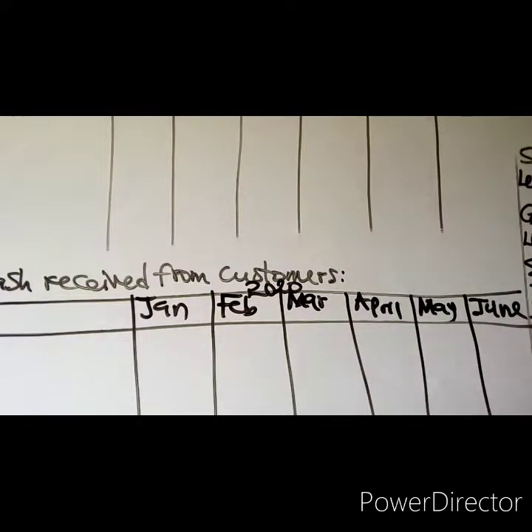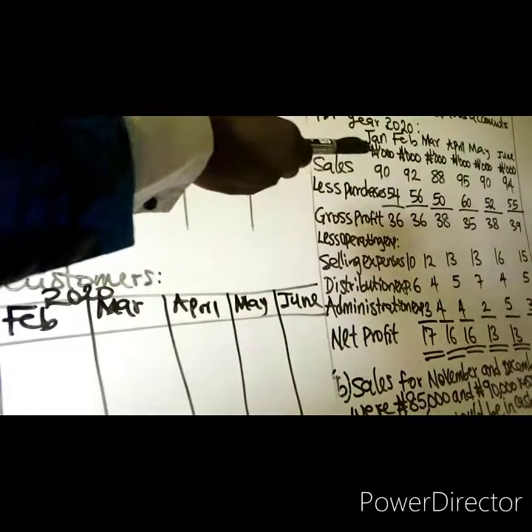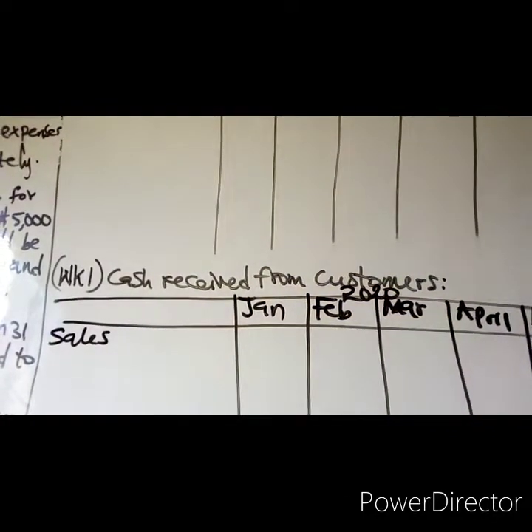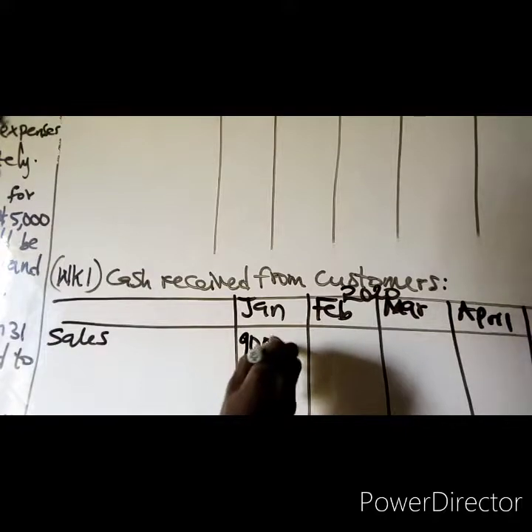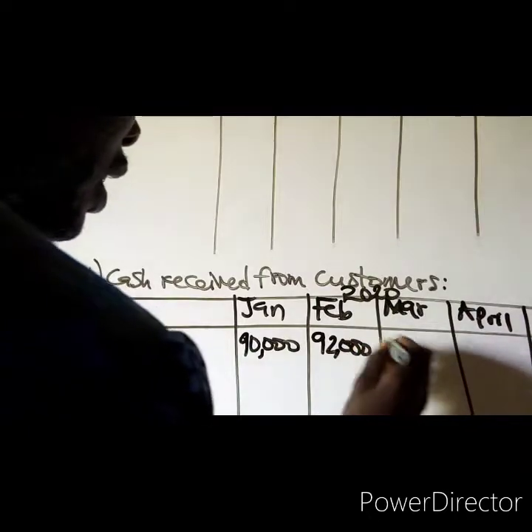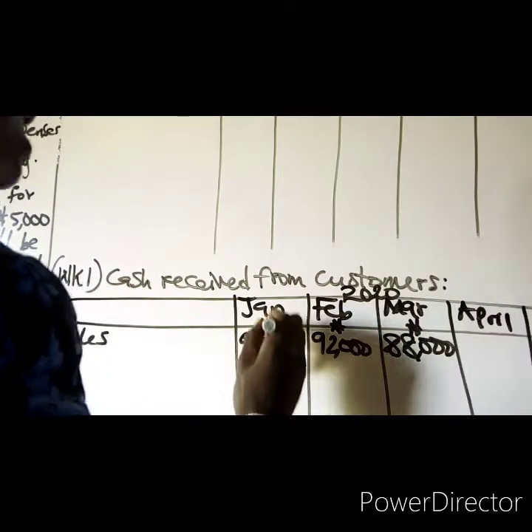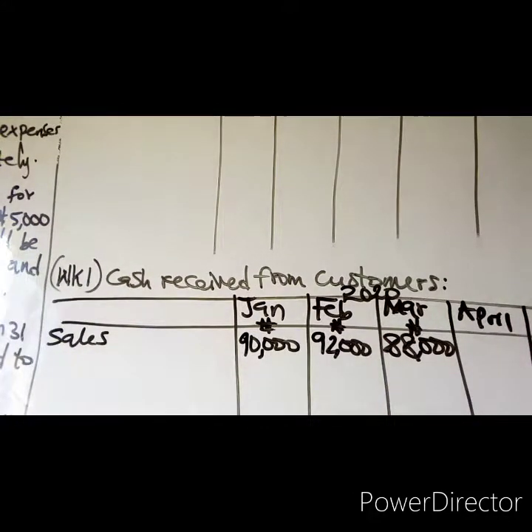In year 2020, in the month of January, the sales made was 90,000 and 92,000 for February, while we have sales of 88,000 for March. So we have sales. Sales, January 90,000, February we have 92,000, March 88,000 in year 2020.